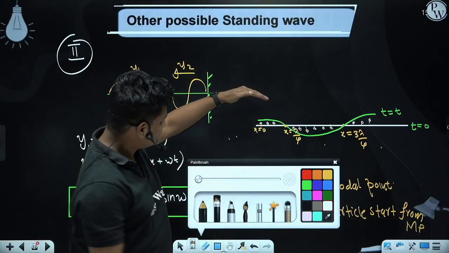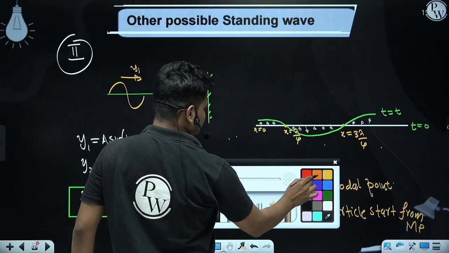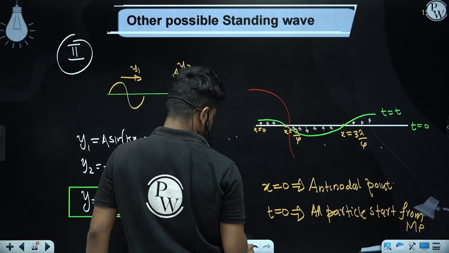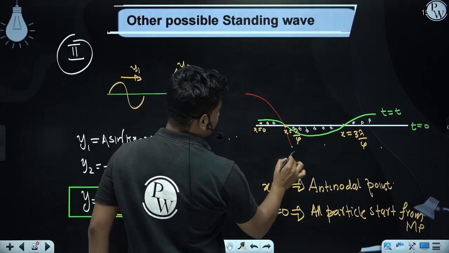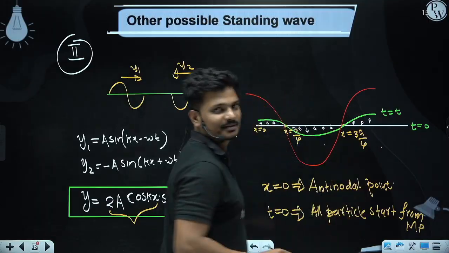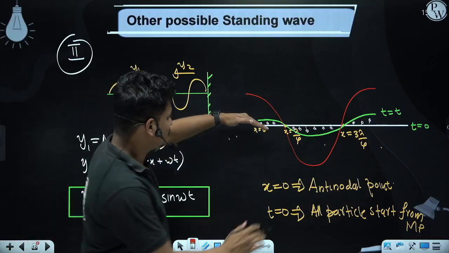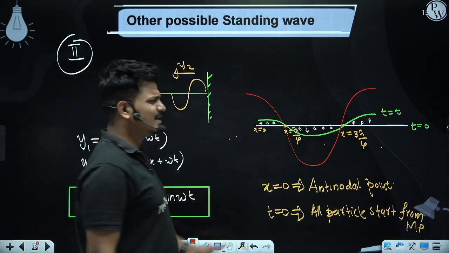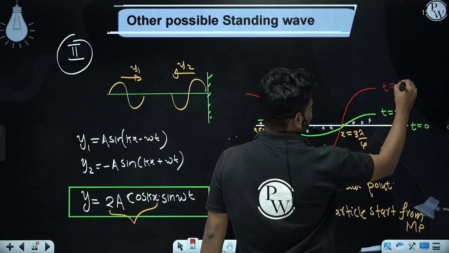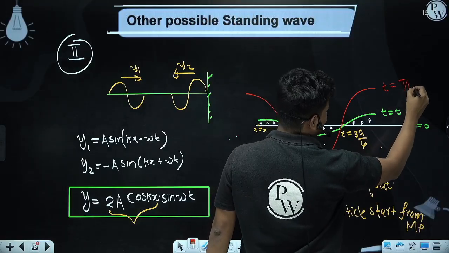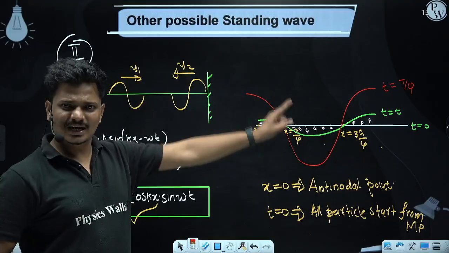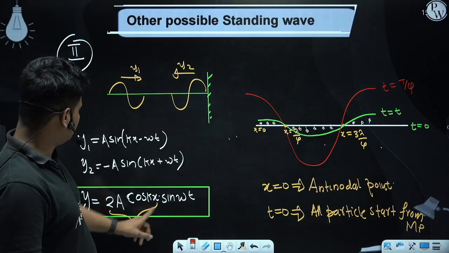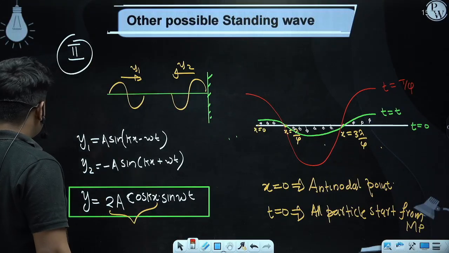As time goes on, it reaches its maximum point. What is that time? Time is equal to T by 4. From mean position to extreme position, the time is one fourth of the time period of the wave. So this is the second possibility. I am going to discuss the third possibility.